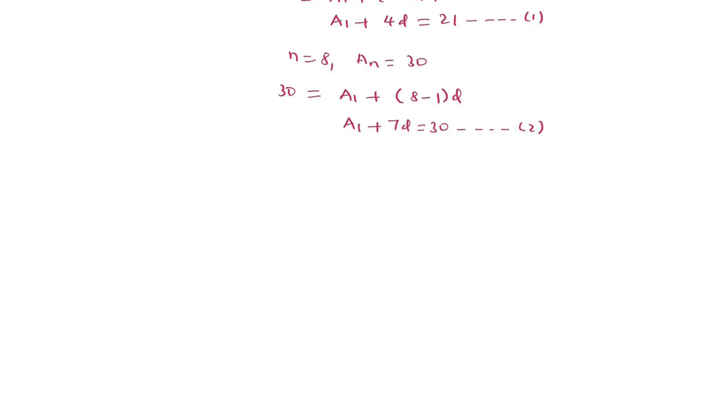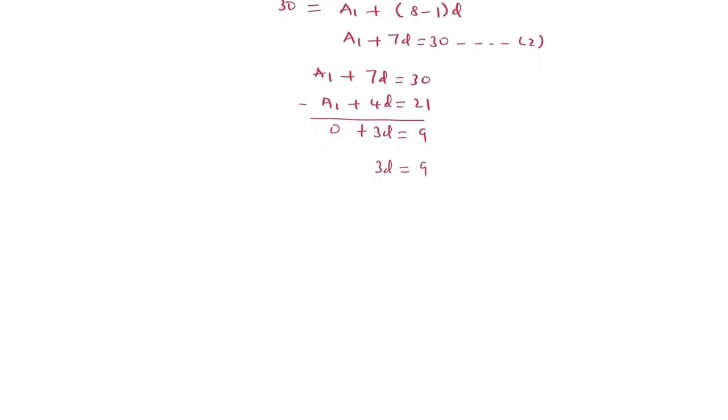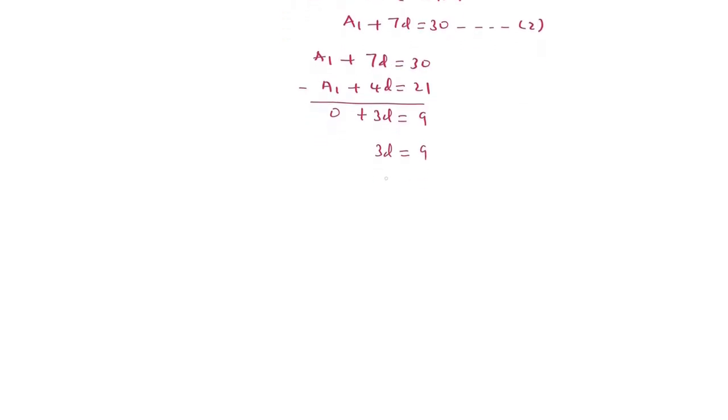Okay, so let us take equation number 2 minus equation number 1. Then we are going to have a1 plus 7d equals 30 minus a1 plus 4d equals 21. The value here is going to be 0, and here is plus 3d, and here is 9. Okay, so 3d equals 9. Let us now divide by 3 both sides. Our equation is going to be d equals 3.